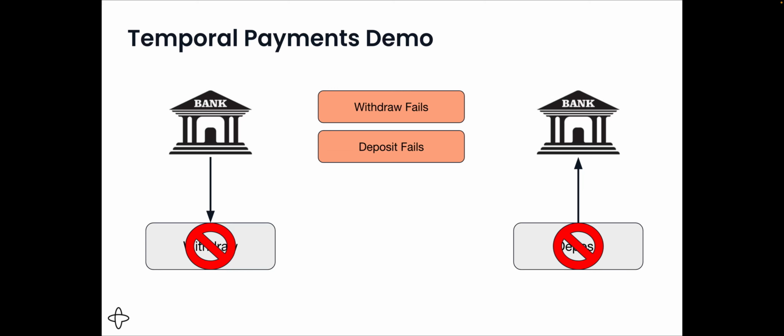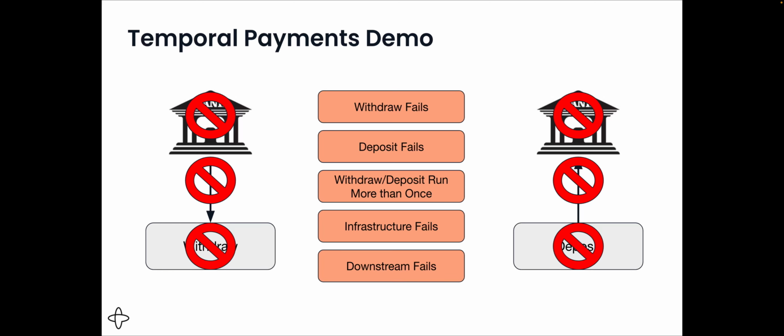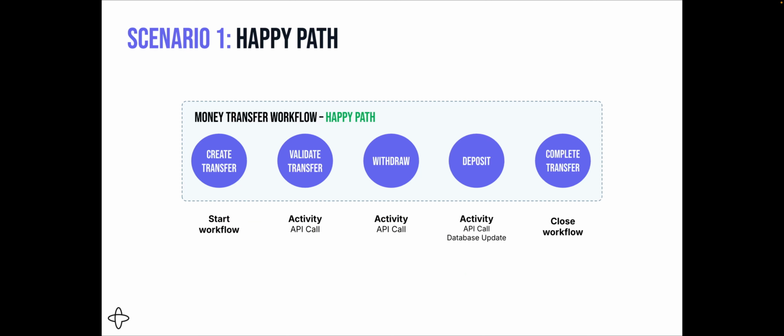Withdraw can fail, deposit can fail. You could end up calling withdraw and deposit more than once. Infrastructure of the bank could fail. Any downstreams can fail. Essentially, everything can fail and will fail. And so the value of Temporal is you can offload all that failure handling to Temporal and allow Temporal to ensure that your business process, in this case payment, completes to completion every time, all the time, without exception, and in the face of any failures. And allows you to just focus on your business logic, which is calling essentially two APIs, withdraw and deposit. Sounds great. Let's see this in practice.